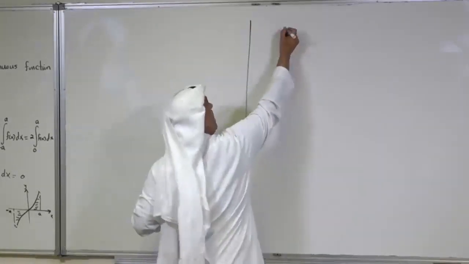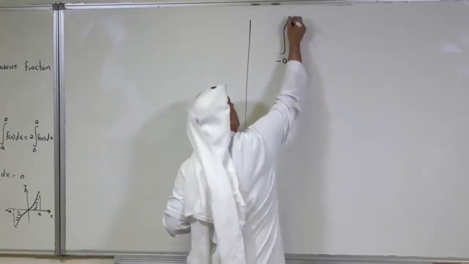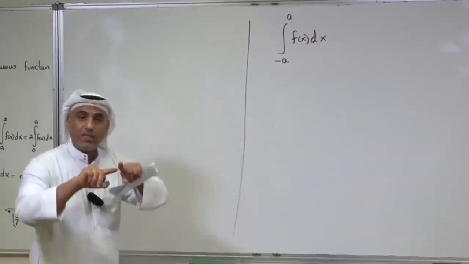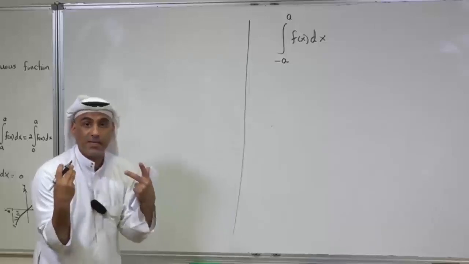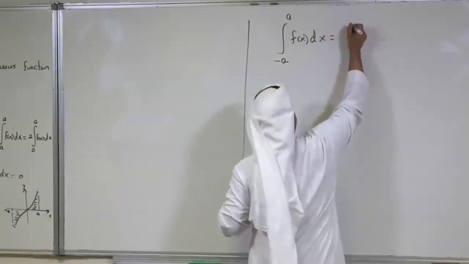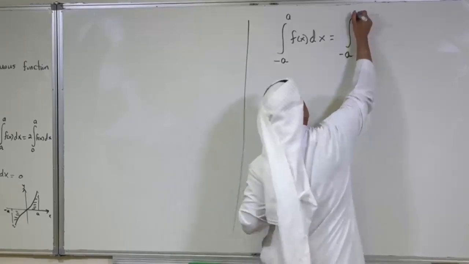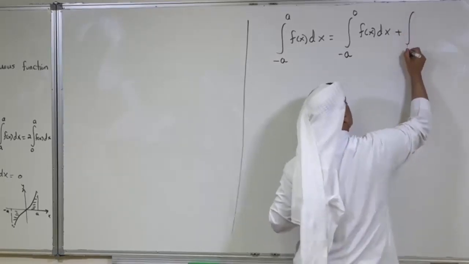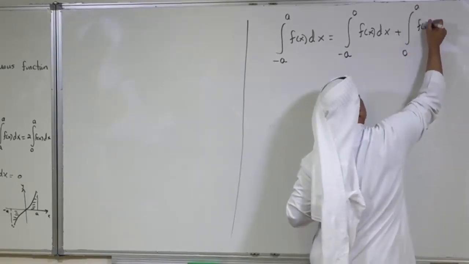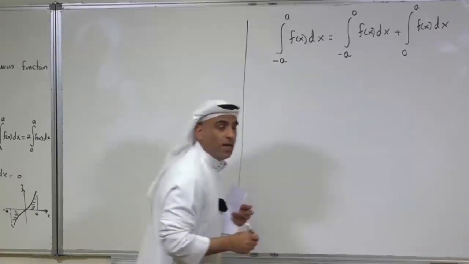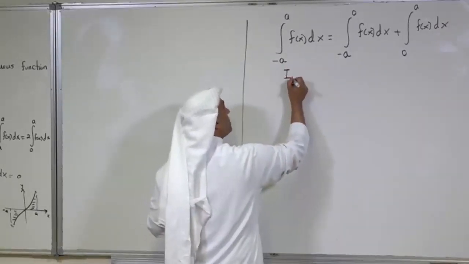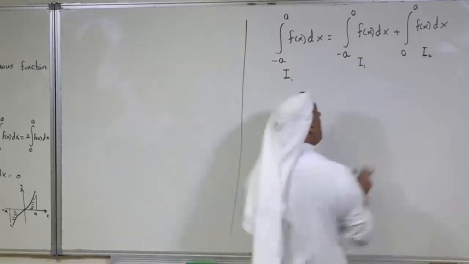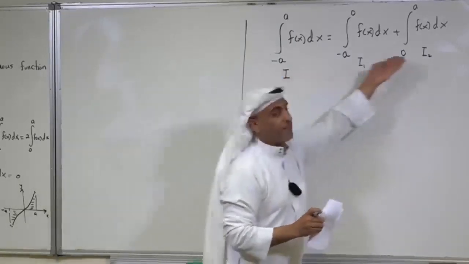Look, we have the integral from minus a to a of f of x dx. I will split this into two integrals, from the properties we discussed before. It is equal to the integral from minus a to 0 of f of x dx plus the integral from 0 to a of f of x dx. I will call this one I, this one I1 and this one I2. So our integral is the summation I1 plus I2.